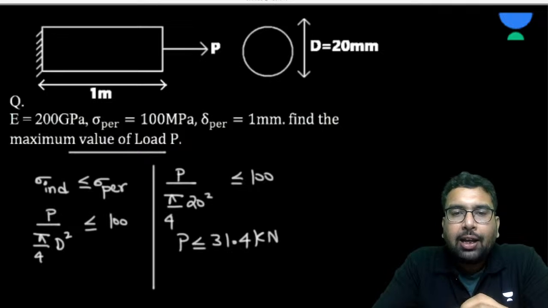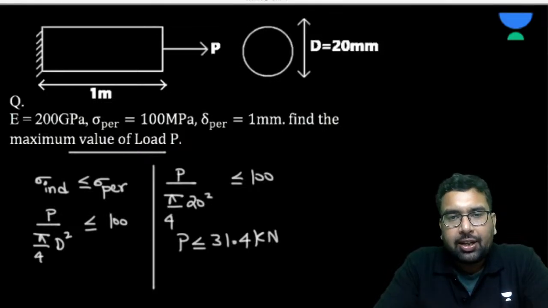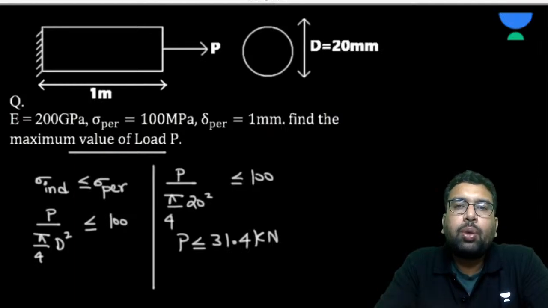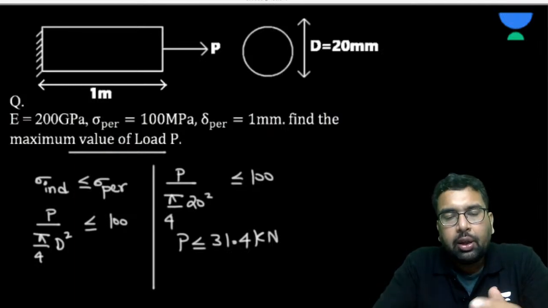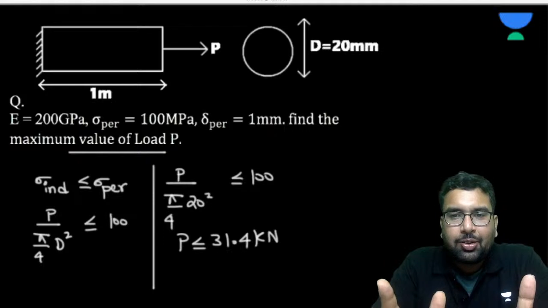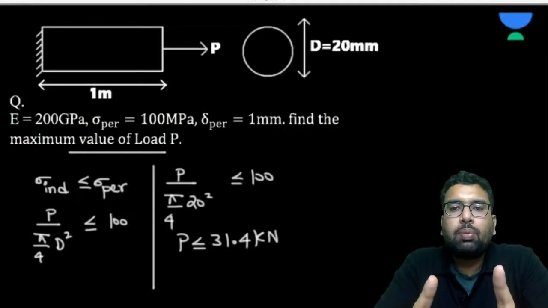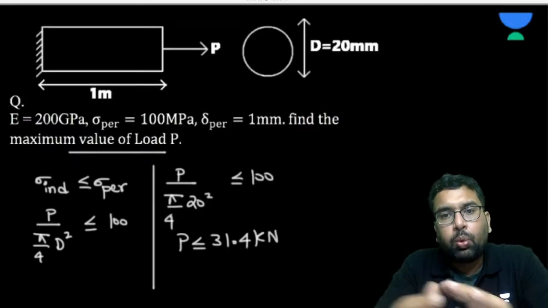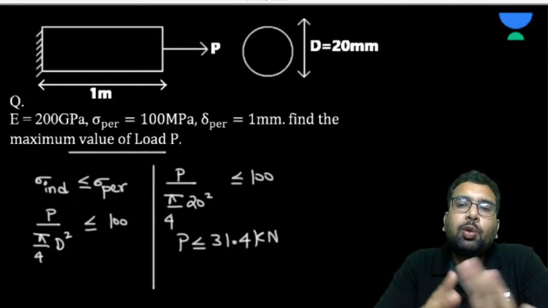Now for that, you have done the one condition, and it says that P is less than or equal to 31.4 kilonewton. What does that mean? It means that if you want your component to be safe under this condition of allowable stress of 100 megapascal, your load must not be more than 31.4 kilonewton. If it goes more than 31.4 kilonewton, you will fail.